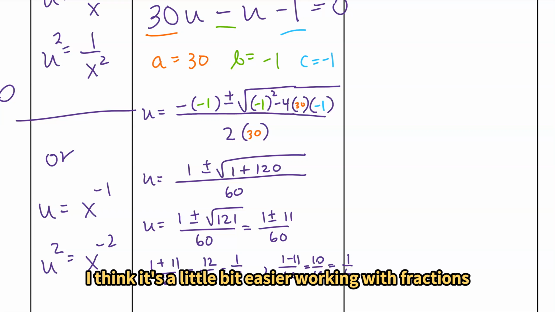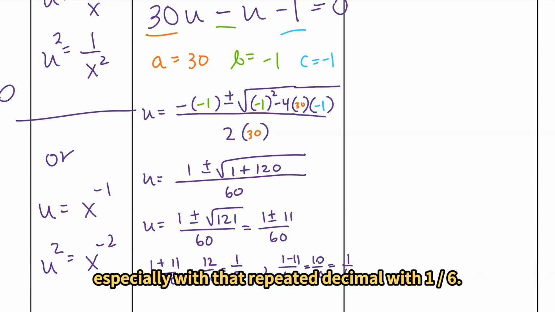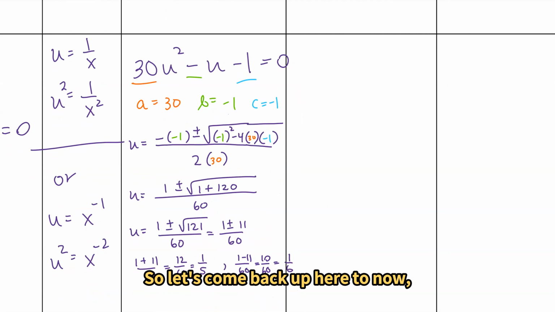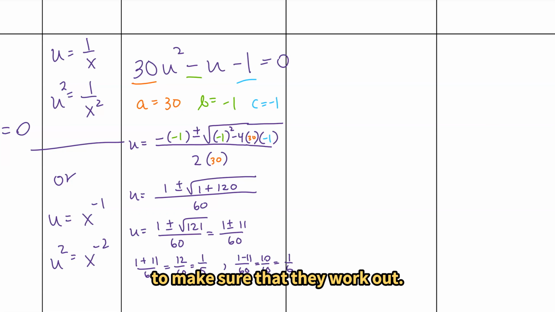I think it's a little bit easier working with fractions than working with the decimals, especially with that repeated decimal and with 1 over 6. So let's come back up here to now. We're reversing the substitution, and then we're going to check our answers to make sure that they work out.